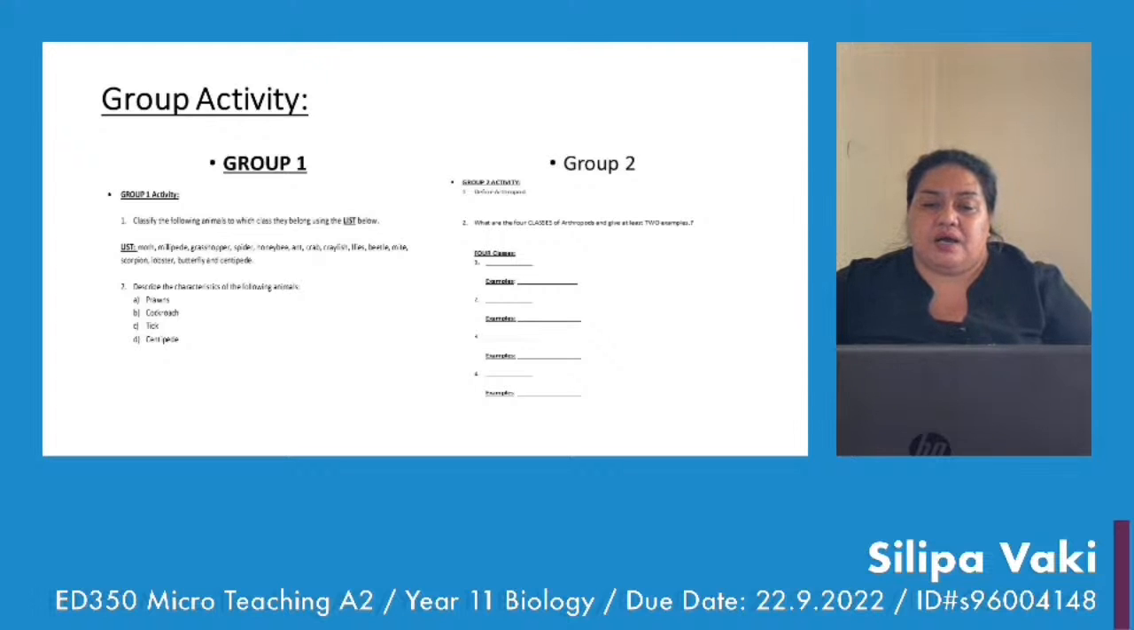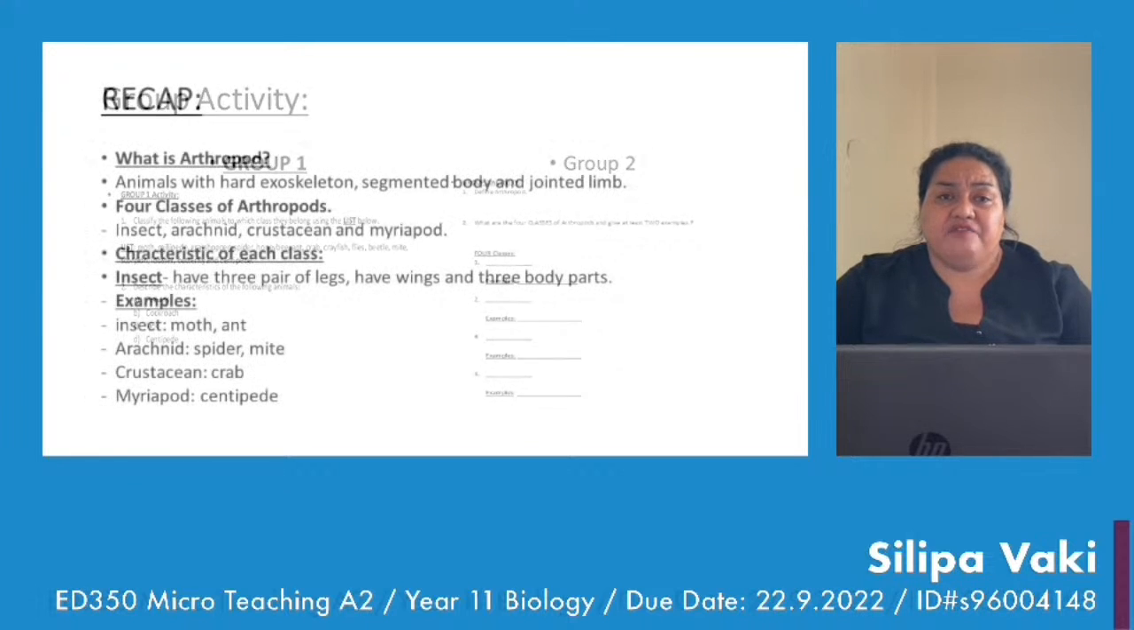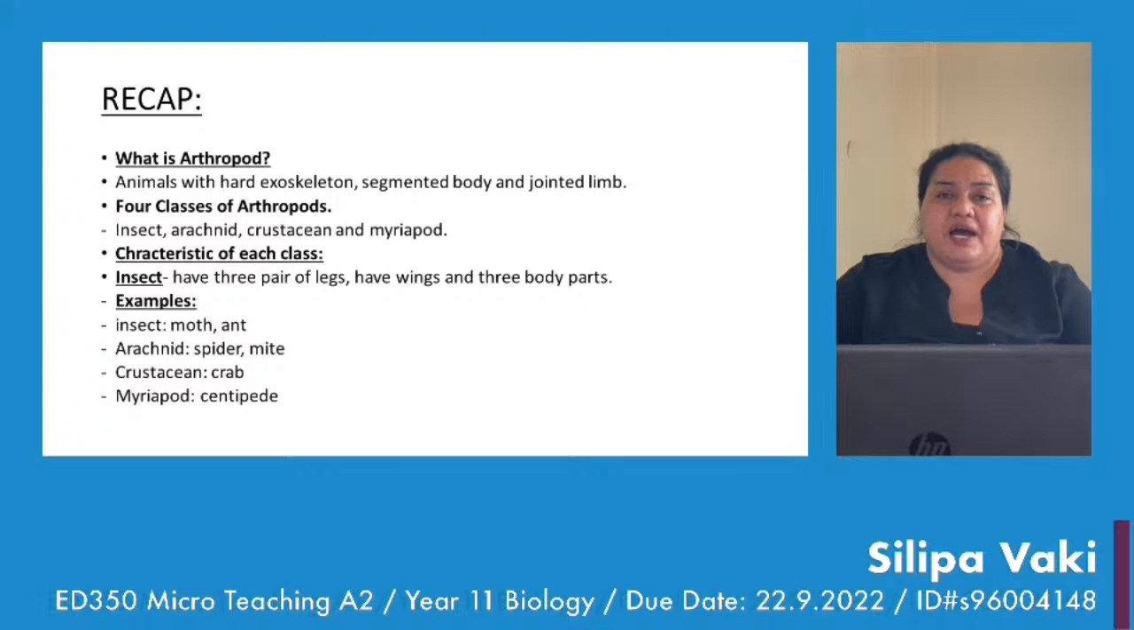Thank you, group 2. Can you give a hand to group 2? Any question? To sum up our lesson for today, the first one, you have to define arthropods. Arthropods are animals with a hard exoskeleton, segmented body and jointed limbs. What are the 4 classes of arthropods? Insects, crustacean, arachnids, and myriapods.